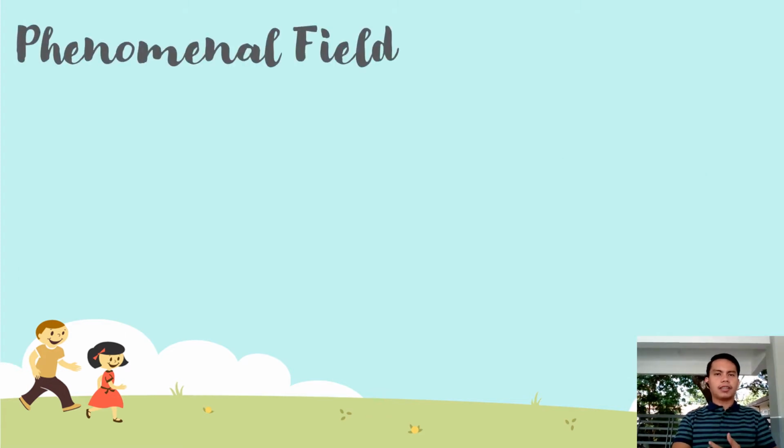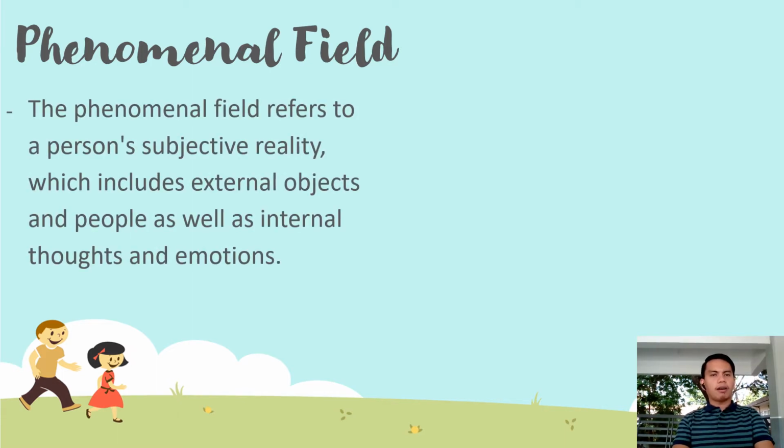One concept that is related to the self is the phenomenal field. This phenomenal field was developed by Carl Rogers and also by Donald Snygg and Arthur Combs. Okay, they were the proponents of the phenomenal field. And what is it all about? This refers to a person's subjective reality, which includes external objects and people, as well as internal thoughts and emotions.